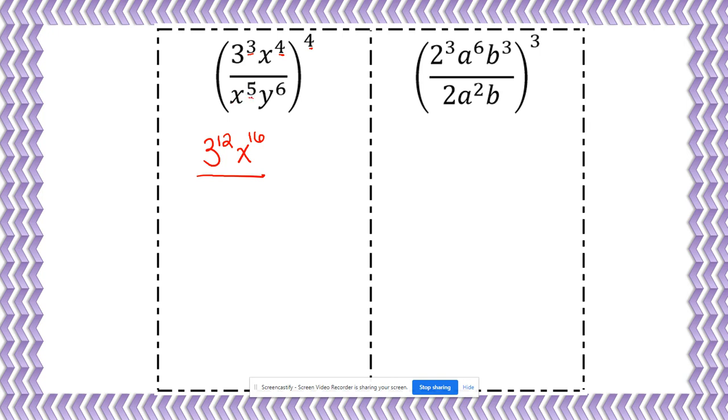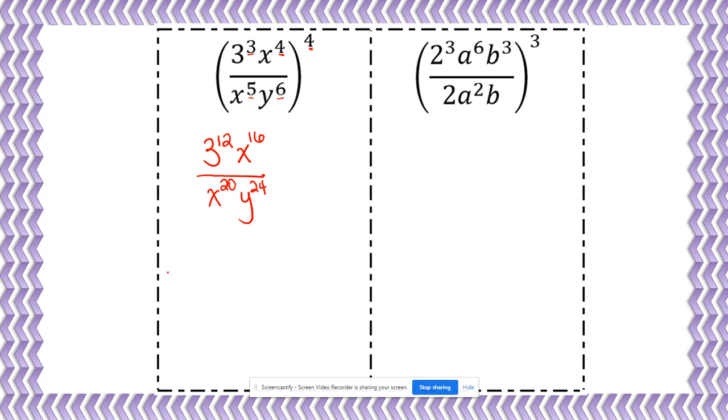Now for my x, I have 5 to the 4th, so it's 5 times 4, which is x to the 20th. And then I have y to the 6th to the 4th, so 6 times 4 is 24, so this is y to the 24th.